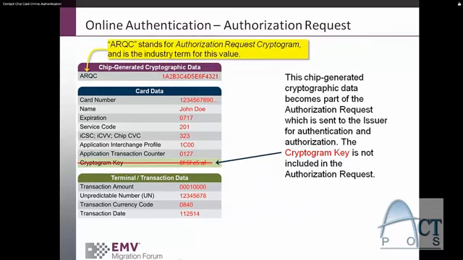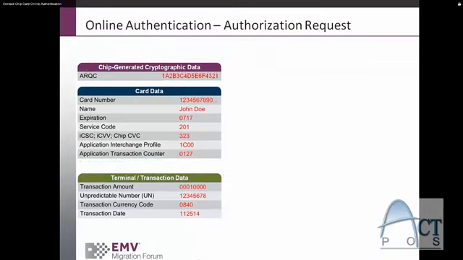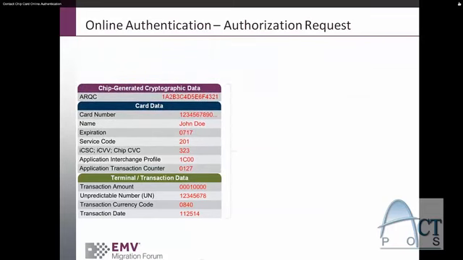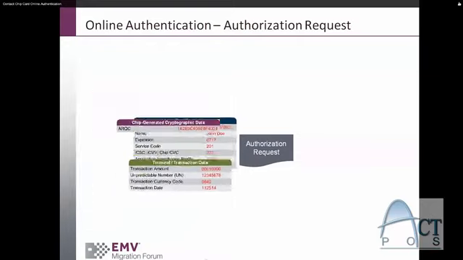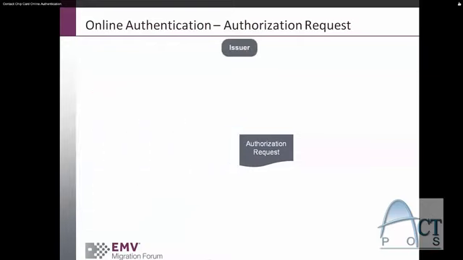Please note, though, that the cryptogram key is not included in the authorization request. We've drawn a line through it there, and it will disappear in the next step. But first, I'll call out one definition, and that is the ARQC, which is the authorization request cryptogram. That is the industry term for this value, and we'll use that term throughout this presentation. So now we'll see the cryptogram key disappear, but the remaining data elements will be combined into the authorization request. And that authorization request is then sent to the issuer.